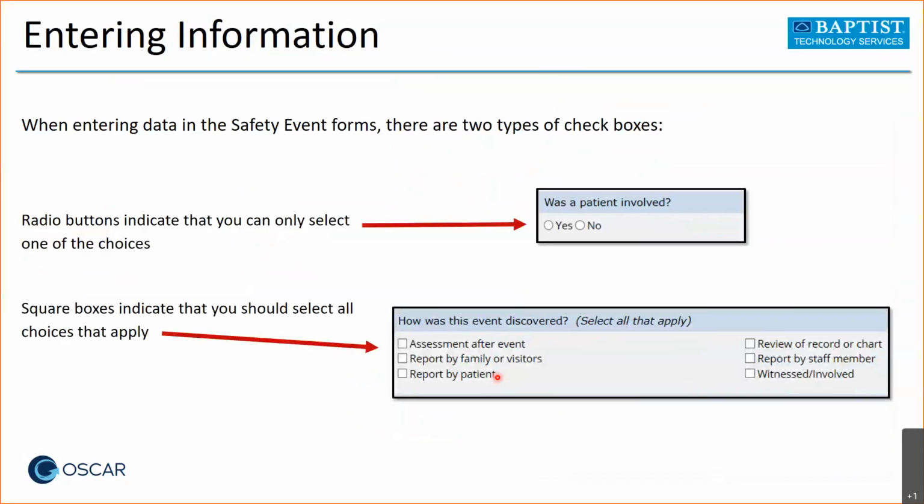When you're entering data in the safety event forms, you'll have two types of check boxes. In this case, you have a radio button when you can only select one answer. There are several questions that present you a square checkbox. That indicates that you can select all of the selections that apply.